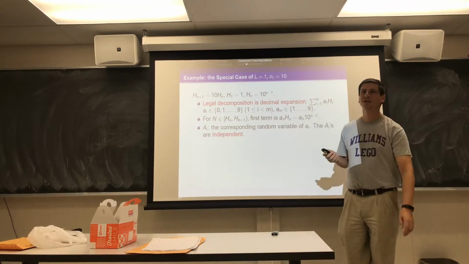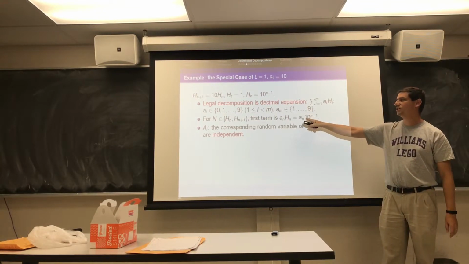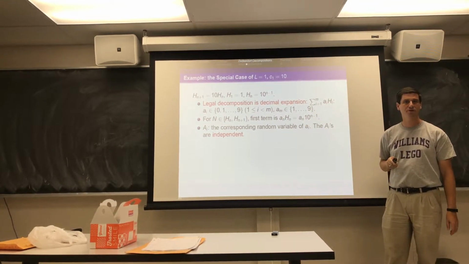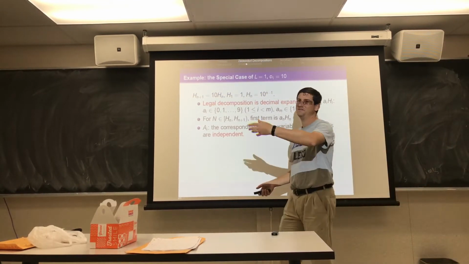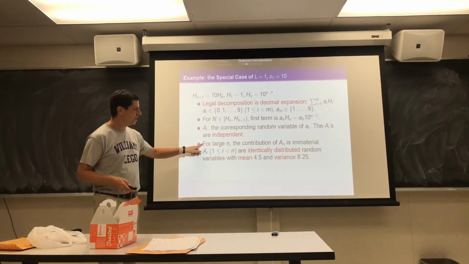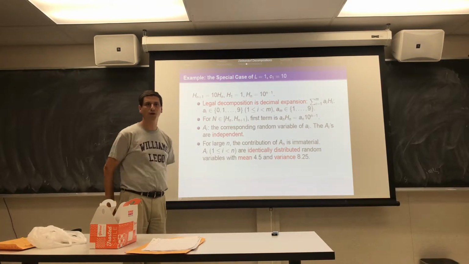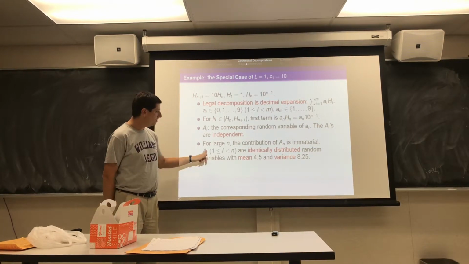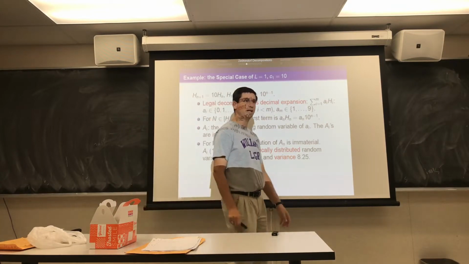Yes? The first one can't be 0, because we're assuming we're in the interval 10 to the n to 10 to the n plus 1. But other than that, they're all the same. And if n is huge, the fact that the first one can't be a 0 is negligible. So for large n, the contribution of a_n, the largest one, is immaterial. All the other ones take on the values 0, 1, 2, 3, all the way up to 9 equally likely.